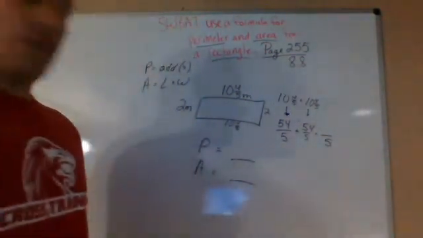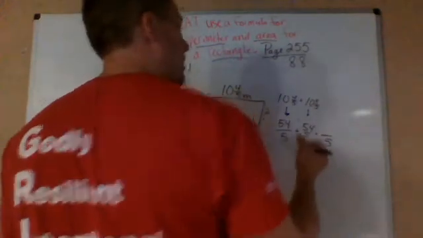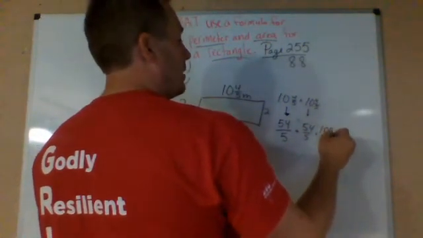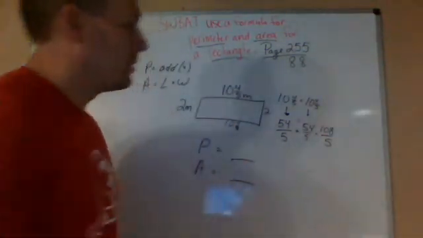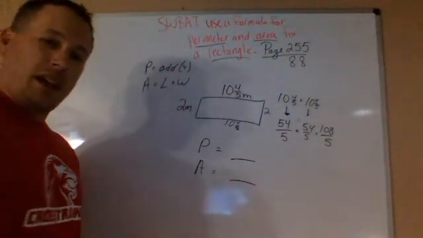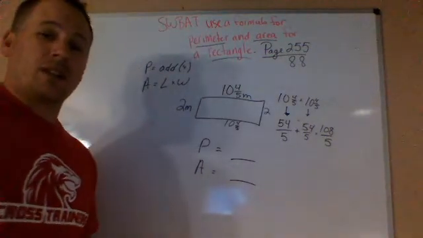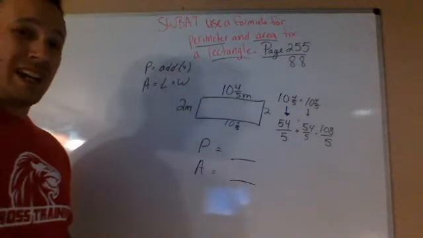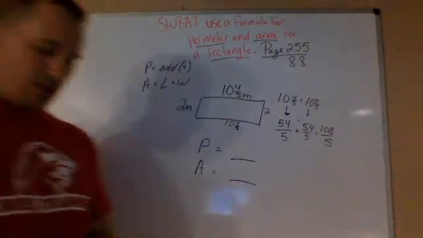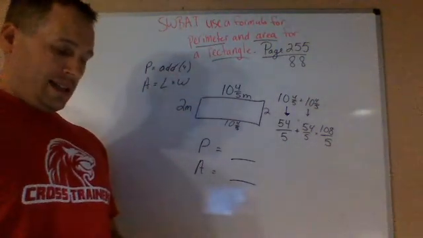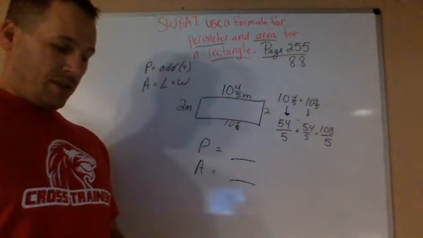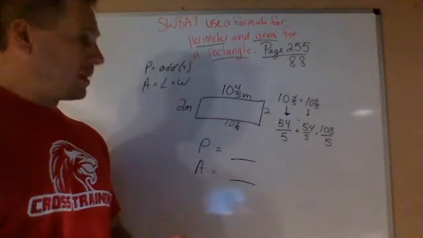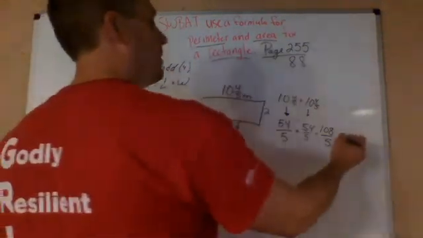So 54 plus 54 is, anybody got it? 108? Okay, so 108. All right, so it's 108/5. Okay, so then you'd have to figure out 108/5 divided by 5. Okay, so it's 108. I'm just going to grab my calculator and cheat here for a second. 108 divided by 5 is 21. So we're close to 21.